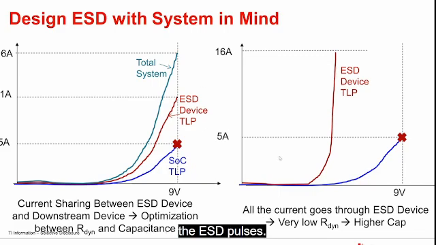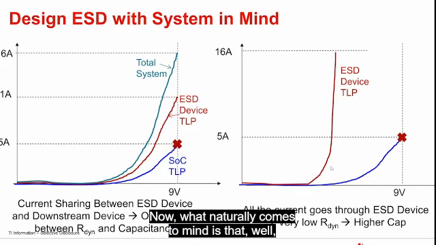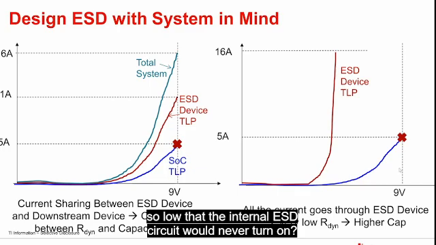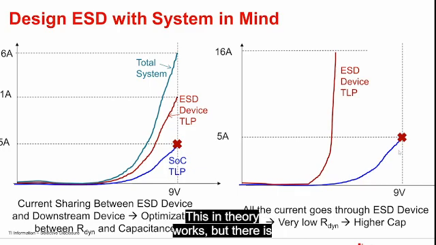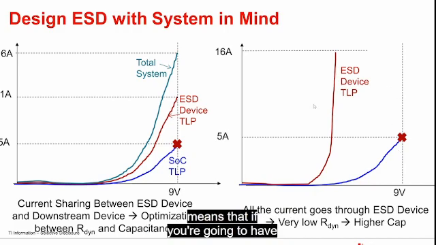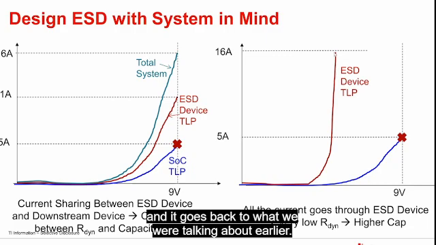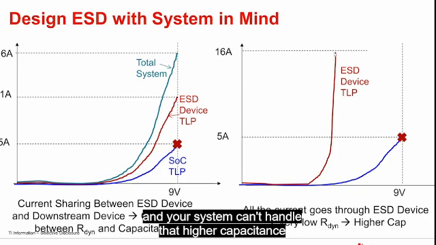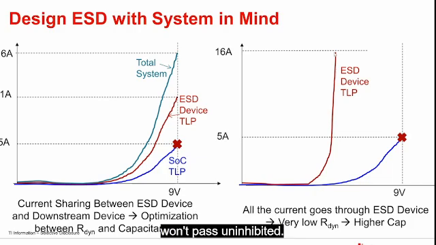ESD pulses. Now the trade-off, or what naturally comes to mind is, well, what if I just have the ESD device clamp so low that the internal ESD circuit would never turn on? This in theory works, but there is an inversely proportional relationship between capacitance and the clamping voltage, which means that if you're going to have a very low clamping voltage, even at high currents, your capacitance is going to go way up. And it goes back to what we were talking about earlier, don't affect the system during normal operation. So if you have a higher capacitance and your system can't handle that higher capacitance on the signal lines, then you're going to affect your normal operation and your signals won't pass uninhibited.